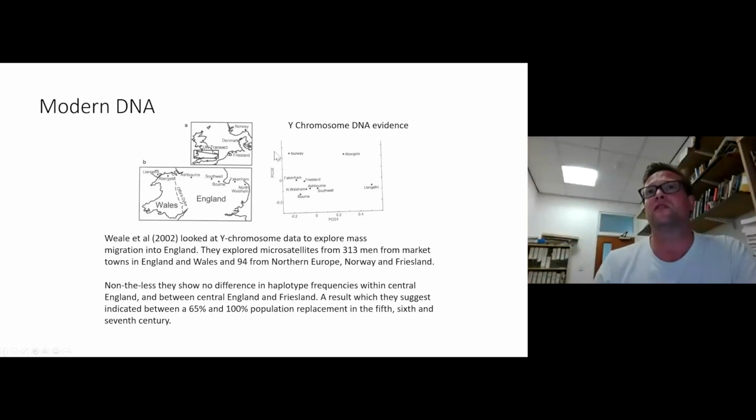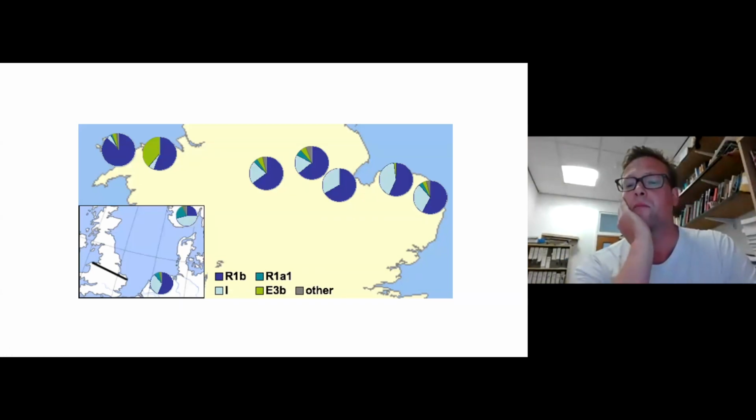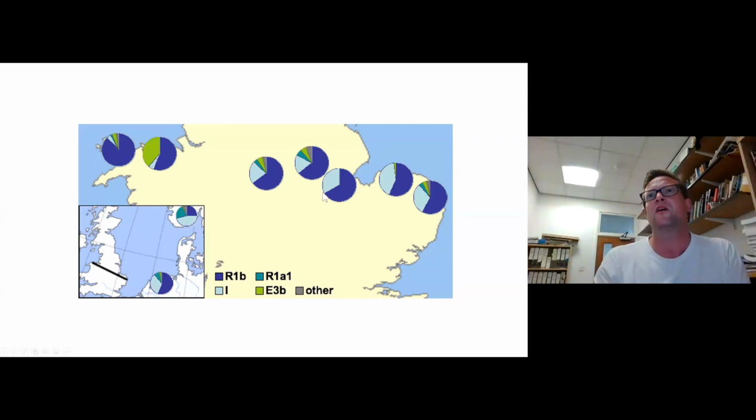What they ended up with is this Y chromosome chart, and it looks a bit like this when you put it onto pie charts across those locations across the UK with the haplotypes that those individuals come from. And what they saw really is this significant difference between North Wales and effectively the rest of England there.